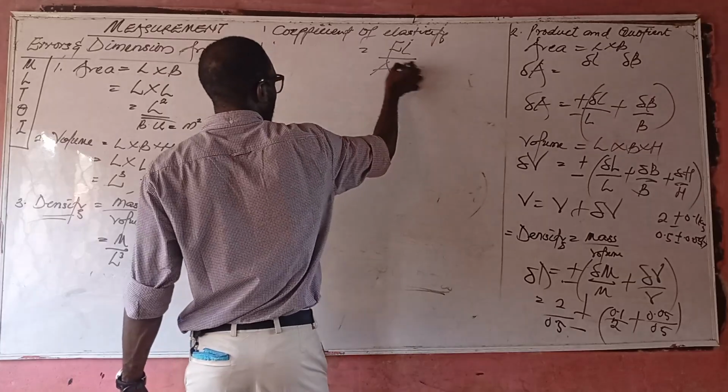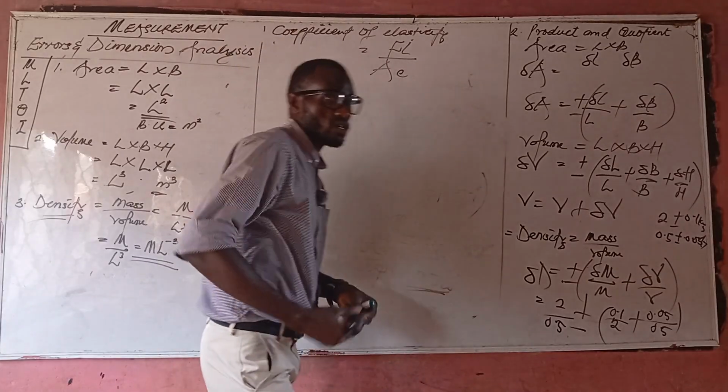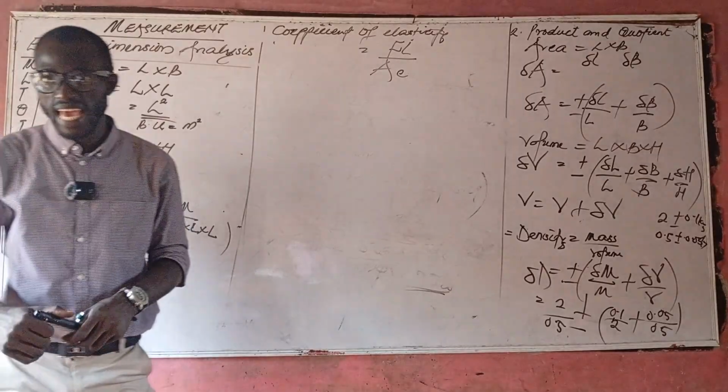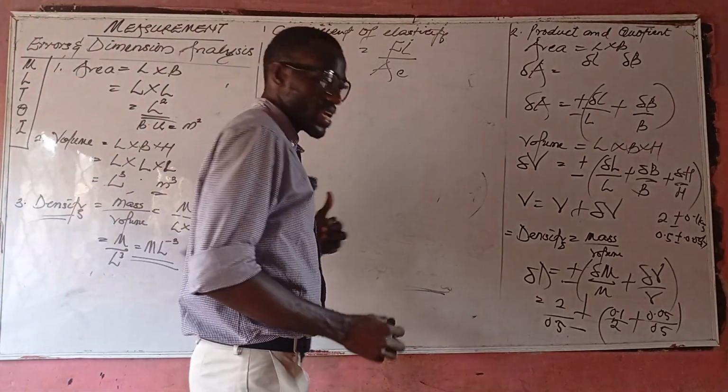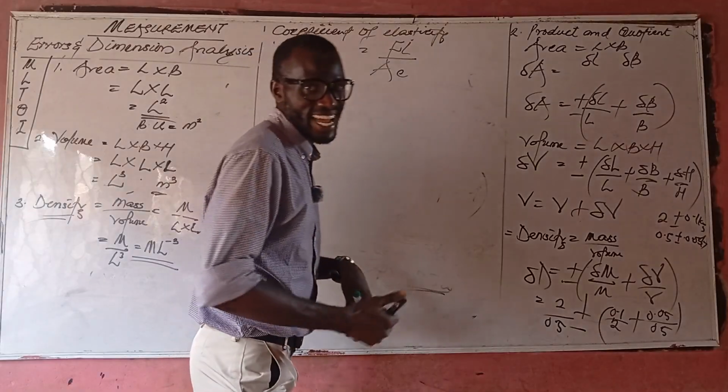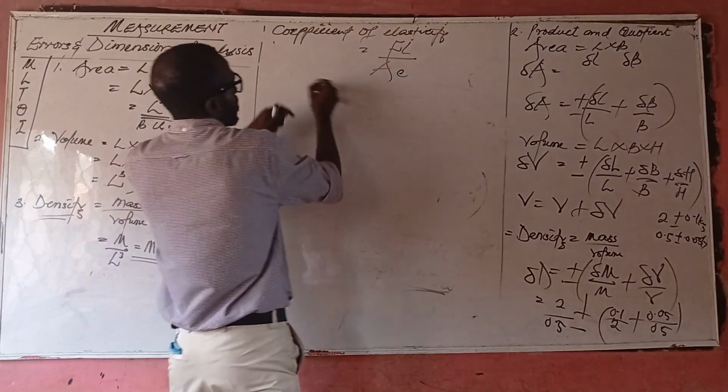FL over AE. Where F is what? Force. Where L is what? Length. Where A is what? Area. Where E is what? Extension. Is that clear? Now what is force?